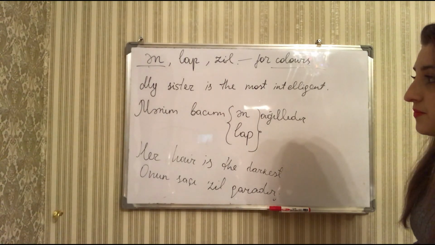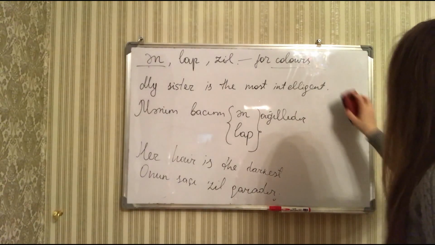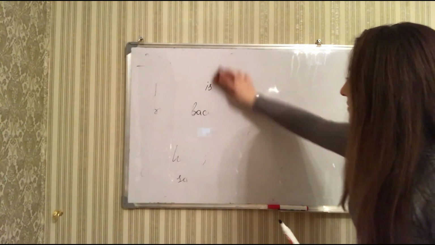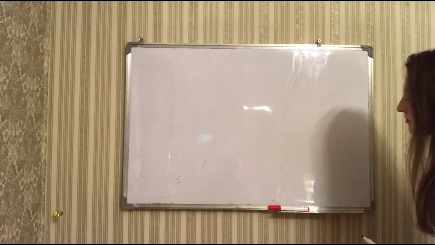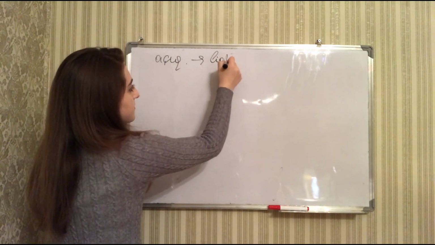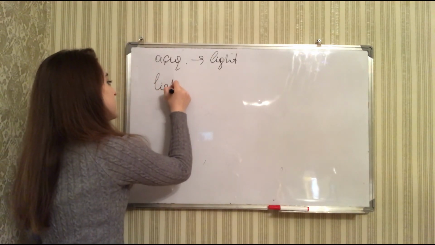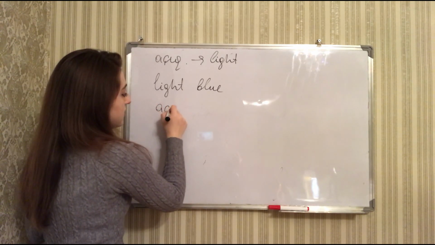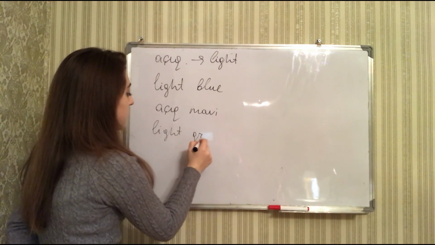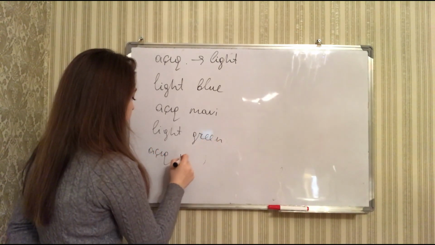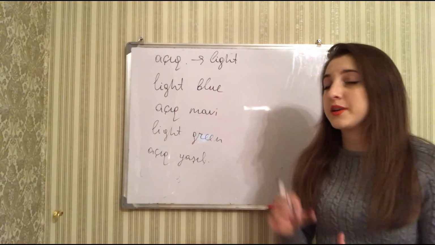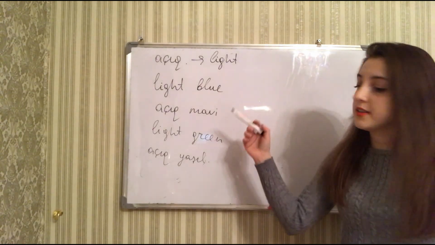Okay, and after that we can use some another word to make adjectives weaker. For example, açık. It is light. So we can use light blue, açık mavi. Then light green, açık yaşıl. Okay, açık makes our adjectives weaker. So light blue, açık mavi. Light green, açık yaşıl.